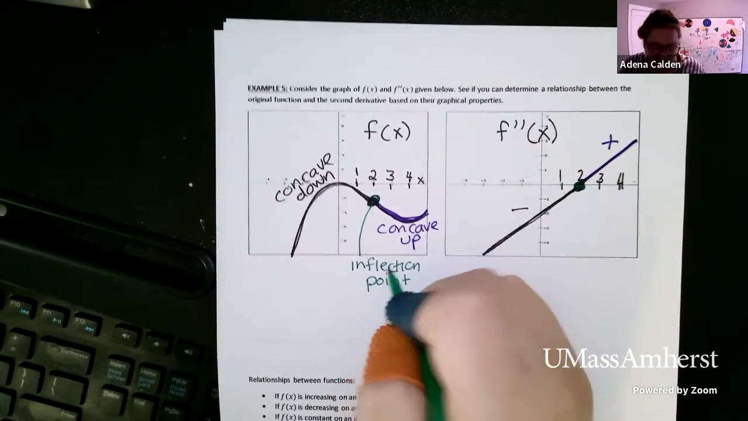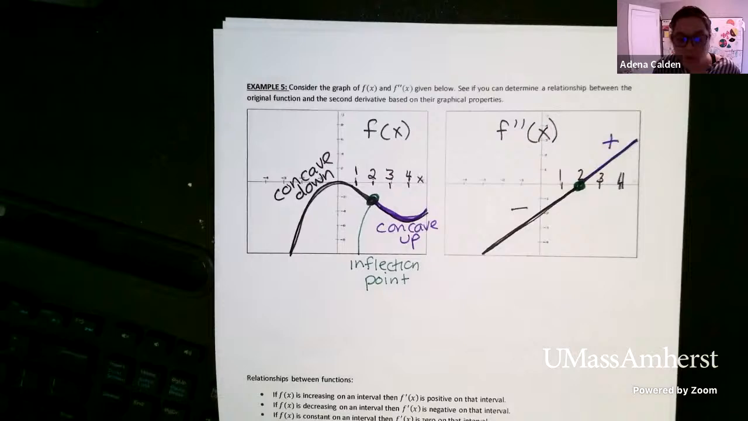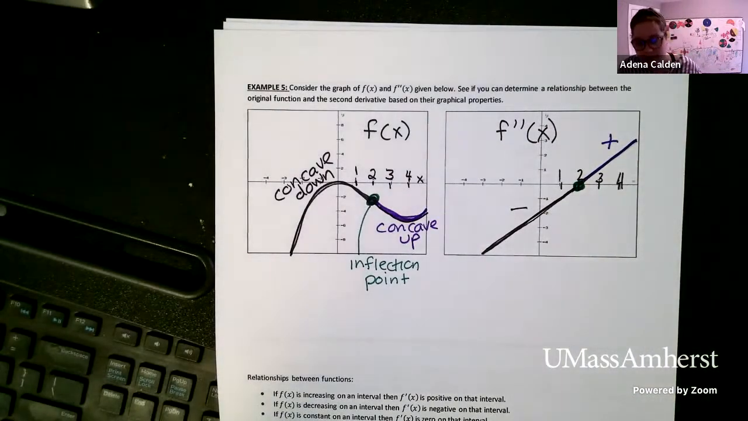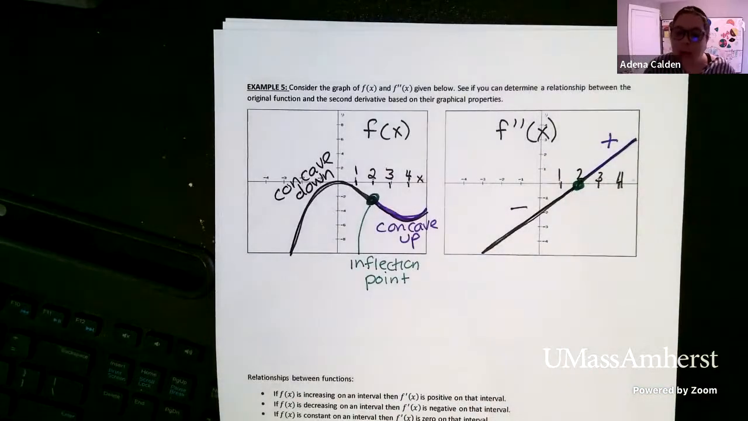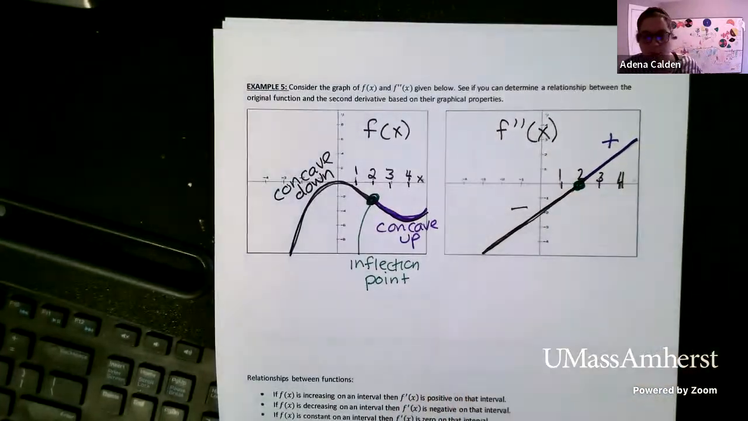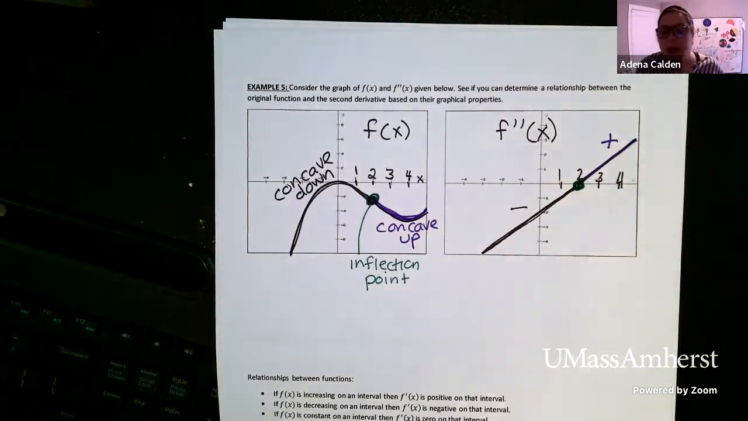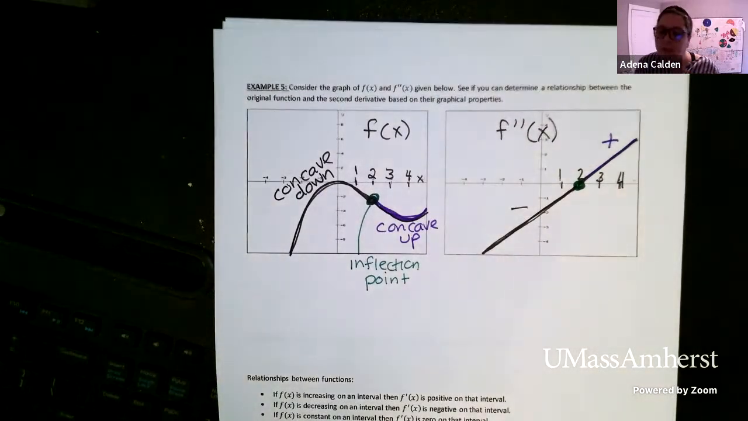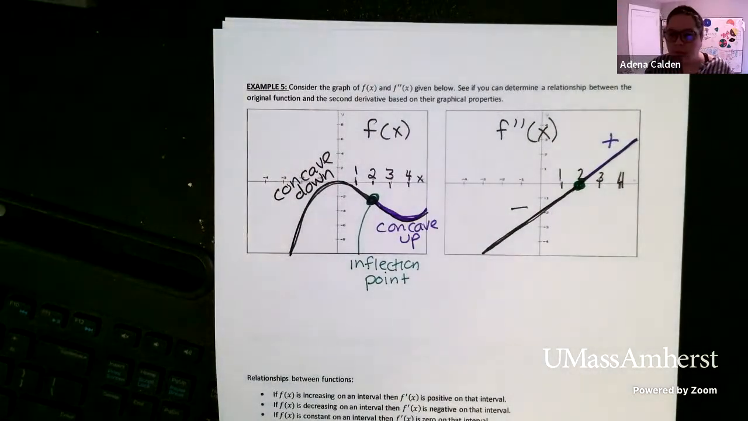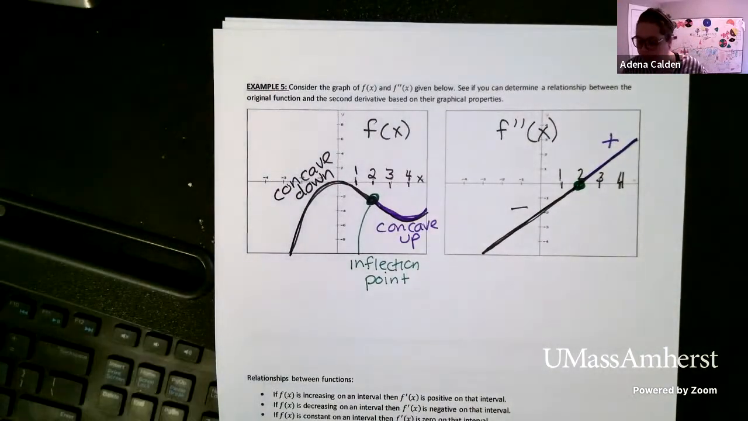Can't remember if we talked about this before, but the inflection point is where we change concavity, okay? And notice that that inflection point maps directly to where the second derivative equals 0. So now we have a robust set of relationships between the three functions that we want to look at: the original function, the first derivative, and the second derivative.